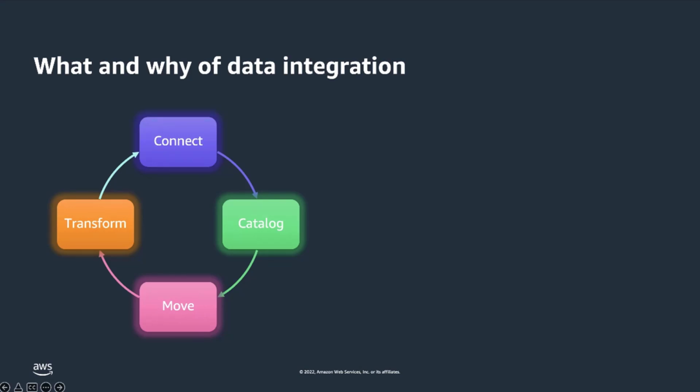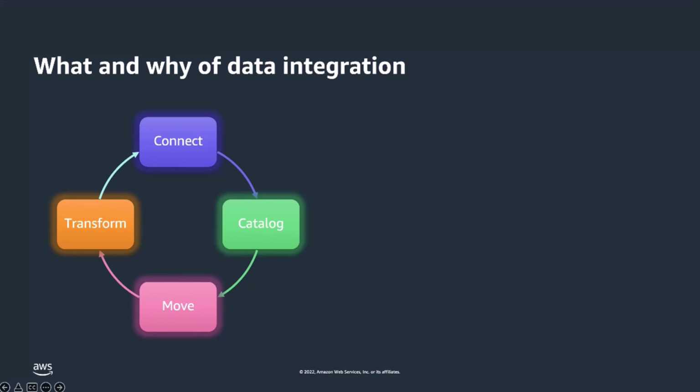It involves centralizing that data, and that data centralization usually revolves around a catalog. I need to know what data I have. I need to be able to move that data from its original source and its original shape. I need to be able to change it to fit a different source and a different shape. And that, of course, requires me to be able to connect to those sources and those destinations.